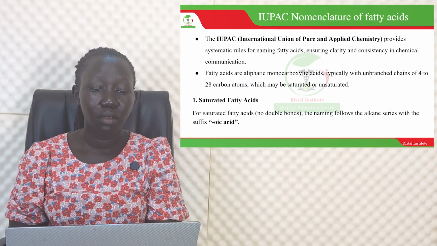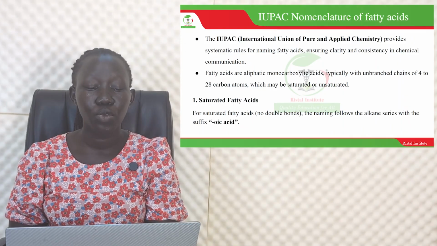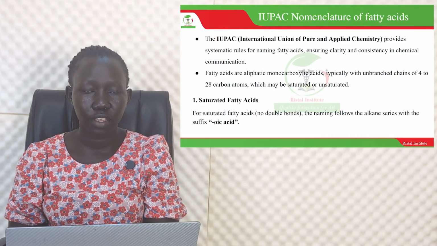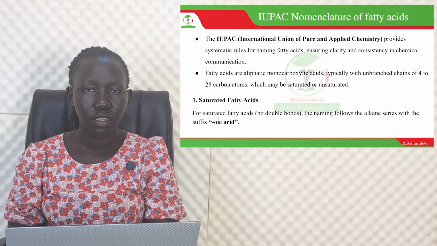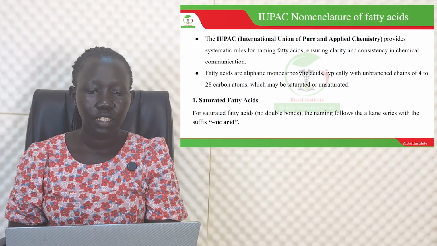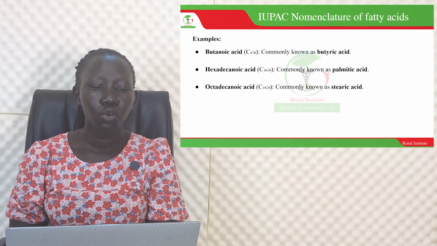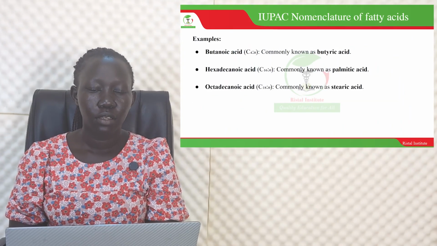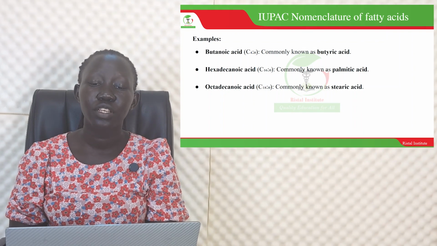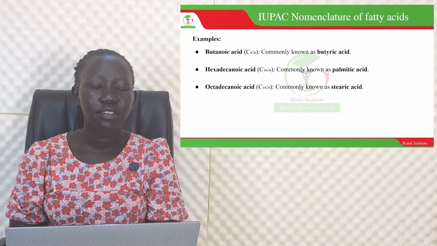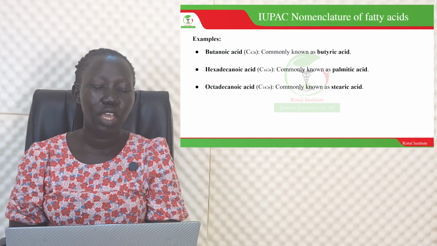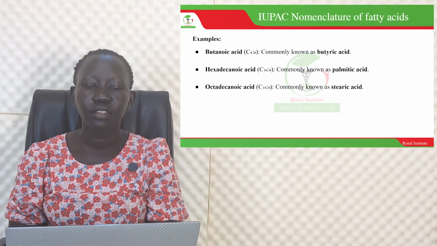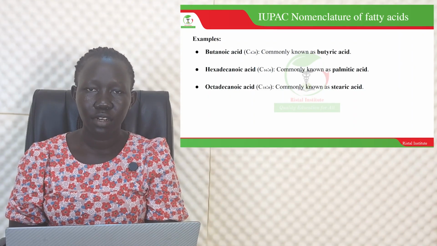For any fatty acid where you hear the last word as oic, that is a saturated acid. Oleic, linoleic, those are saturated fatty acids. For example, butanoic acid can commonly also be known as butyric acid, then hexadecanoic acid, also known as palmitic acid, and then we have octadecanoic acid, commonly known as stearic acid.